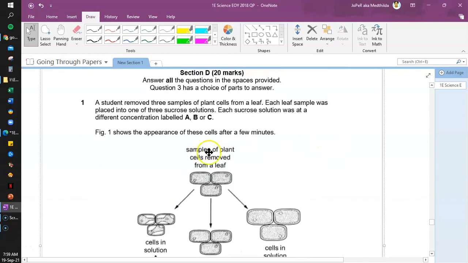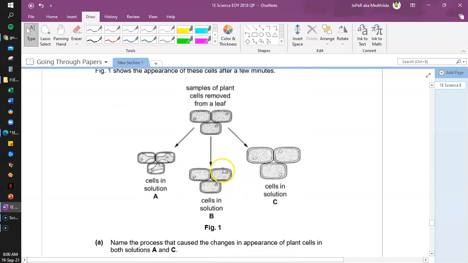A student removed 3 samples of plant cells from the leaf. Each leaf sample was placed into one of the 3 sucrose solutions. Each sucrose solution was at a different concentration, so do take note. We label them A, B, and C. These are the samples.